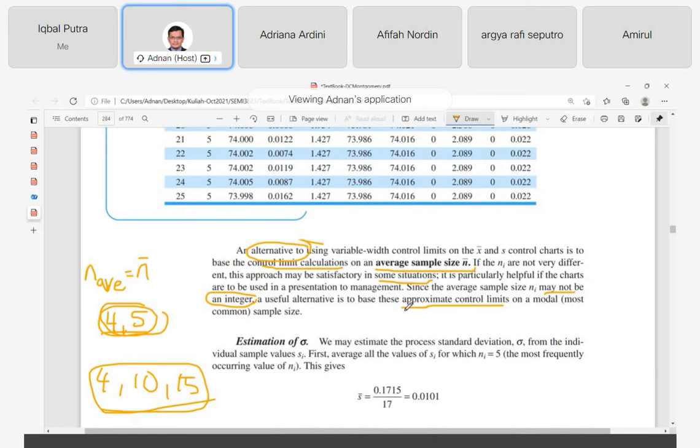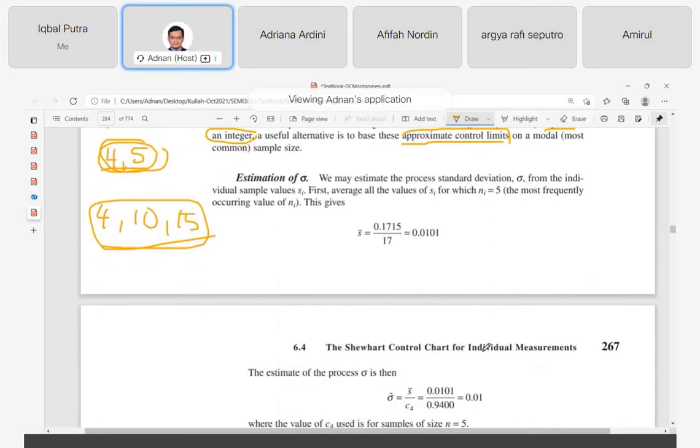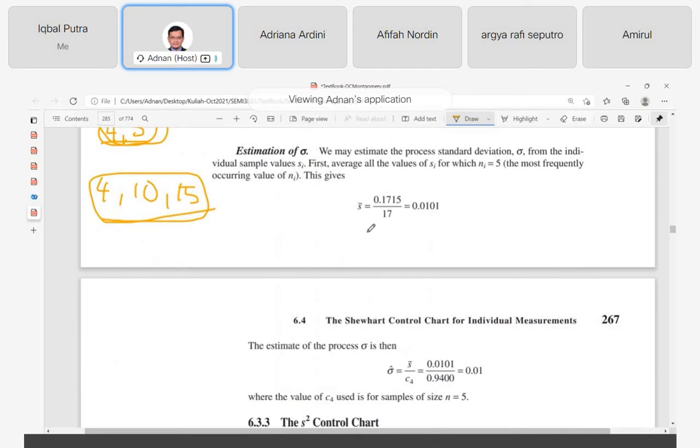Okay, so we use approximate control limits. This is to simplify the preparation. In the case of S, you can use this formula to estimate the value of sigma, which is the estimate of S average divided by C4, as what we have seen earlier.